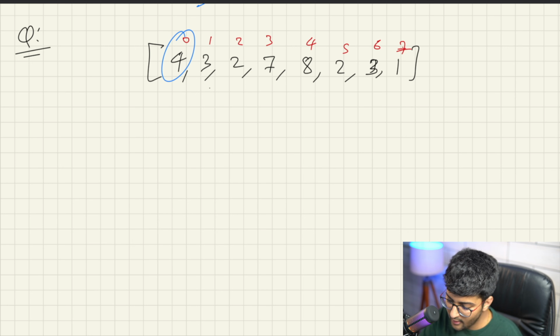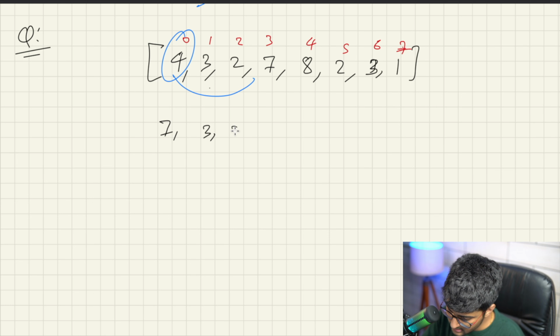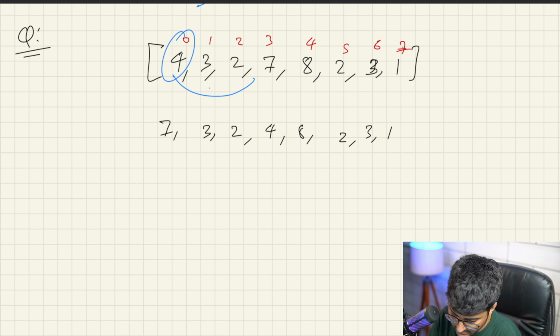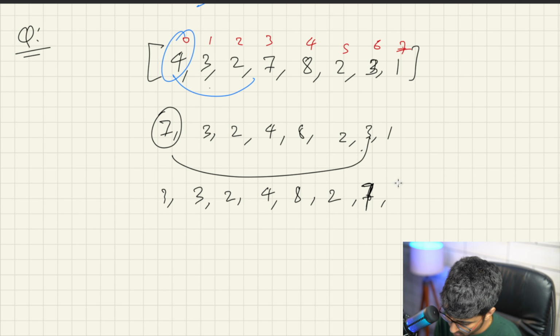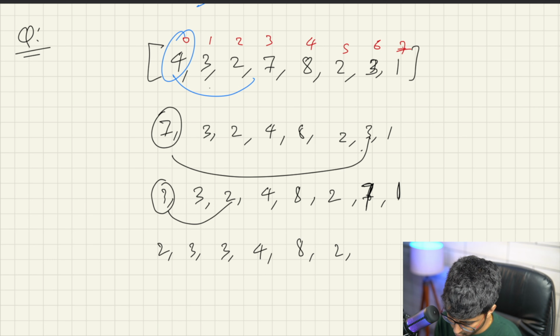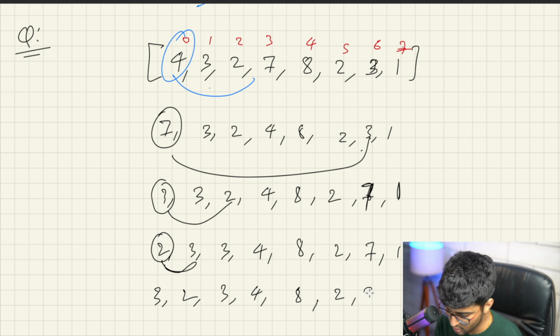Is 4 at the correct index? No, 4 should be at 4 minus 1, 3. Swap it. So it will be 7, 3, 2, 4, 8, 2, 3, 1. Then, is 7 at the correct index? No, it's not. Swap it with 6. 3, 3, 2, 4, 8, 2, 7, 1. Is 3 at the correct index? No, it's not. Swap it with 2. 2, 3, 3, 4, 8, 2, 7, 1. Is 2 at the correct index? No, it's not. Swap it. 3, 2, 3, 4, 8, 2, 7, 1.